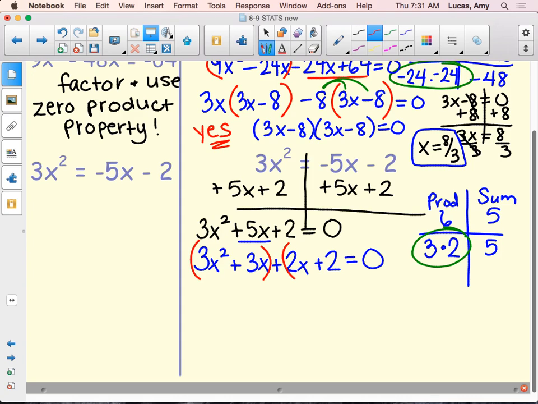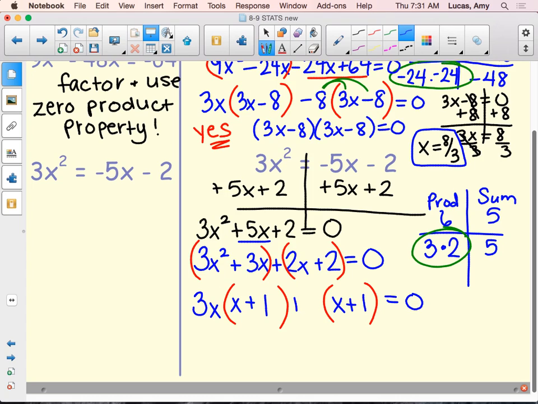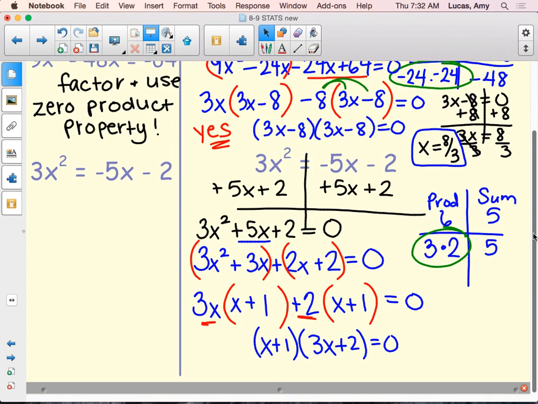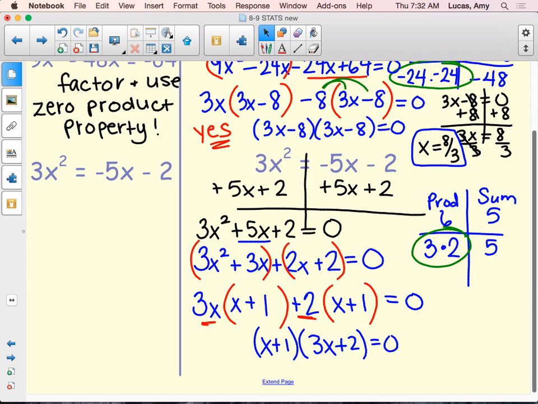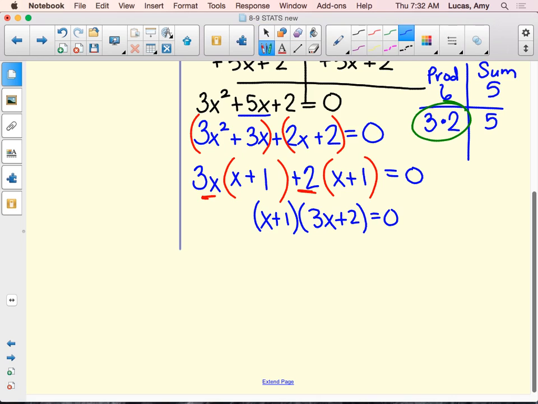So the GCF on the first two terms is 3x. 3x times x is 3x squared, and 3x times 1 is 3x. So I repeat that binomial, and what has been factored out of my last two terms is a 2. So I have x plus 1, and out here, 3x plus 2. So this is not a perfect square. Nope, not a perfect square.